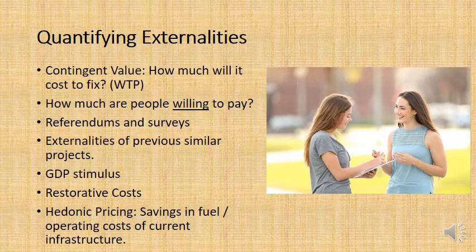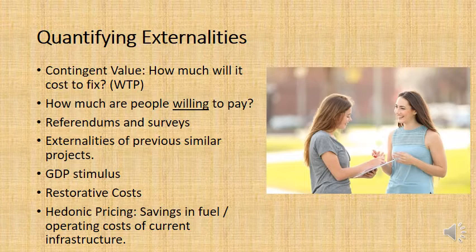Now, we can quantify those externalities for our project by looking at similar projects. So if we're building a dam, we can look at previous dams and look at the value of their externalities in terms of the environment, in terms of real estate that was lost, in terms of people dying on site. You can measure all of those external costs and benefits and then apply it to your project.